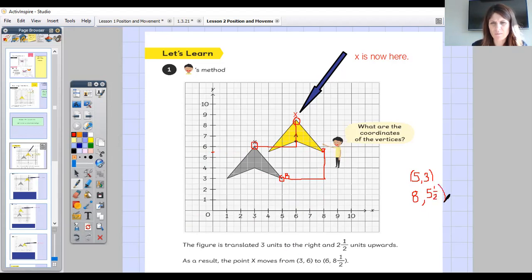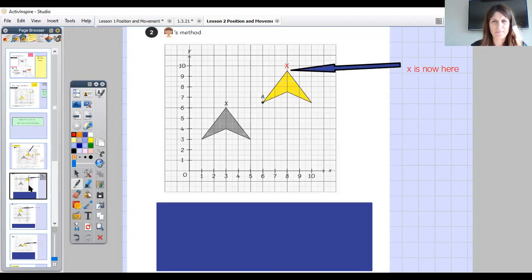And then I have to remember to put it into brackets. Right, let's have a look at the next one quickly together then. So it's now here. X has now moved to here. So I wonder if you can have a quick look and decide what would our translation be?